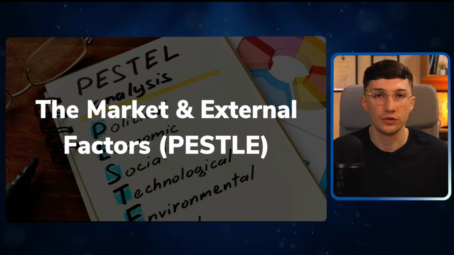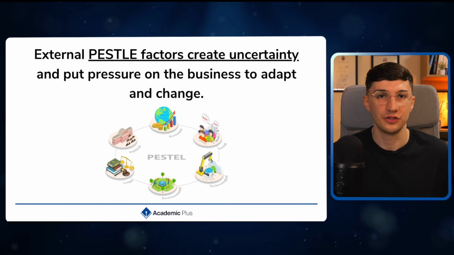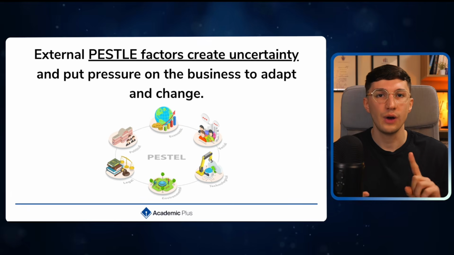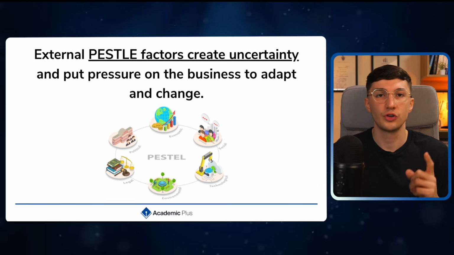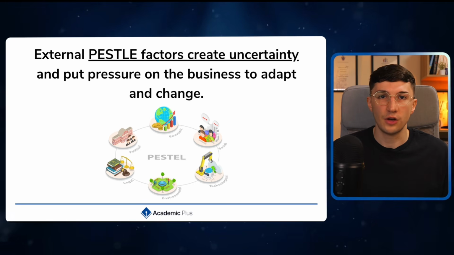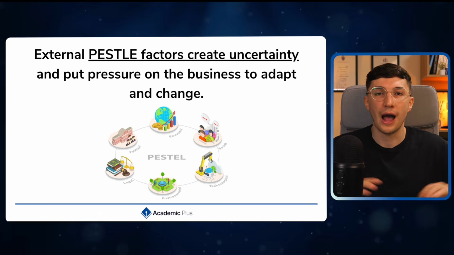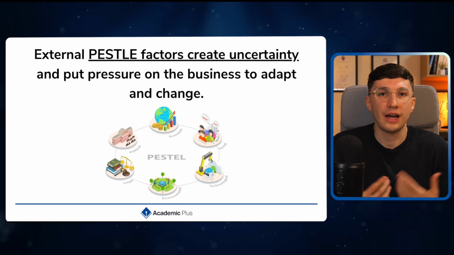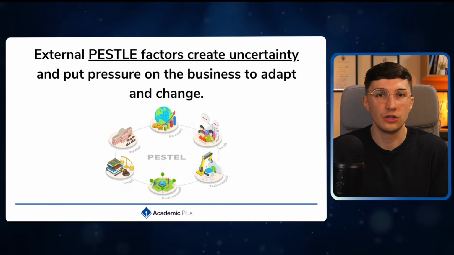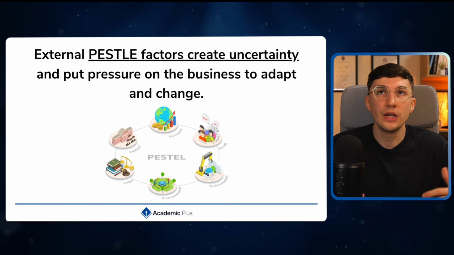And the last major cause of change will also be to do with the market and external factors such as PESTEL. Now, by now we should know what PESTEL stands for: political, economic, social, technological, legal and environmental factors. Now, when we look at the external environment, this is uncontrollable. I can't control what's happening externally. So when we look at how this starts to impact the business, we can only look at responding to change.